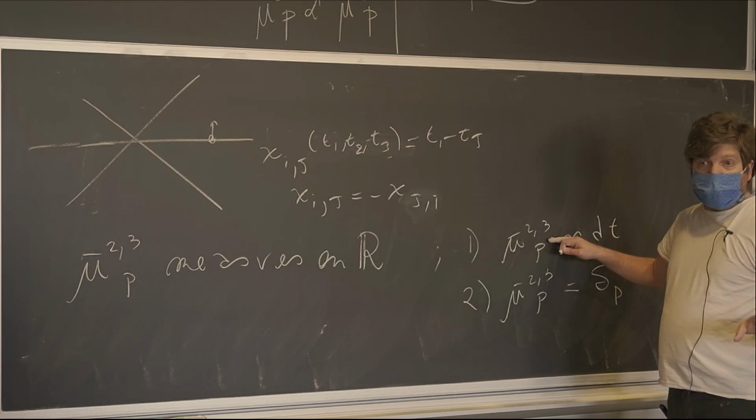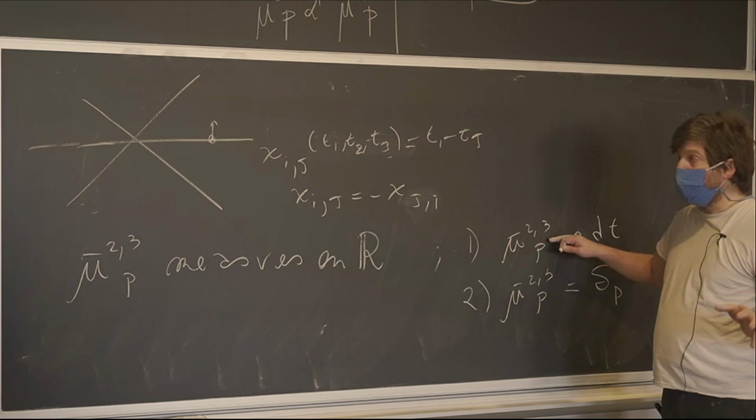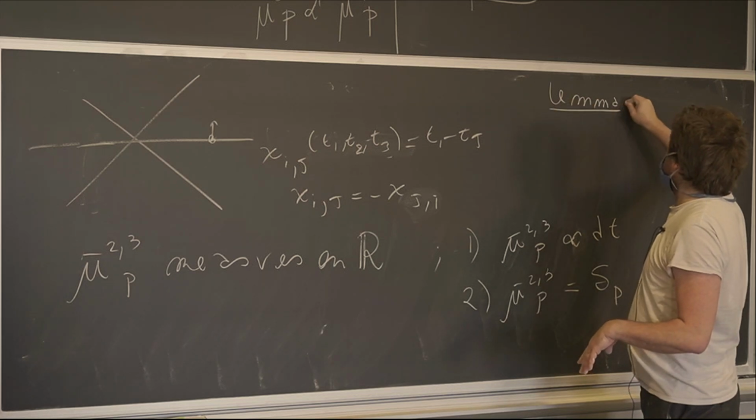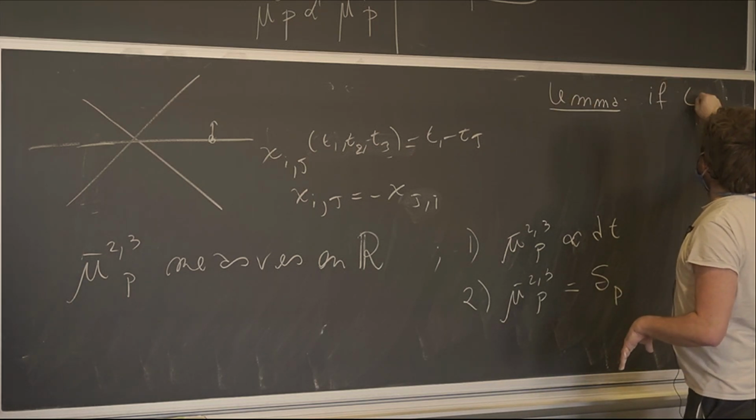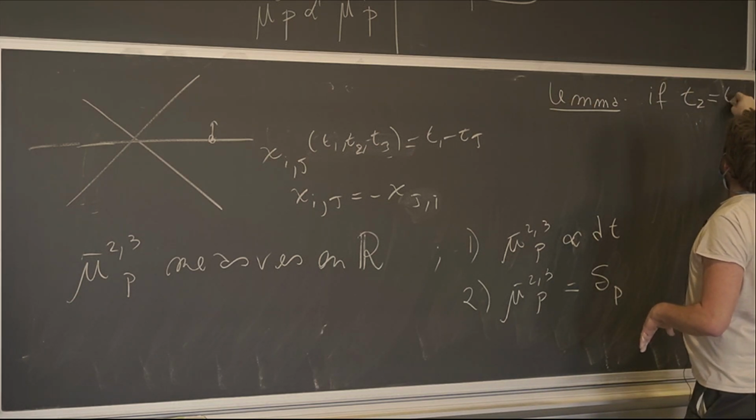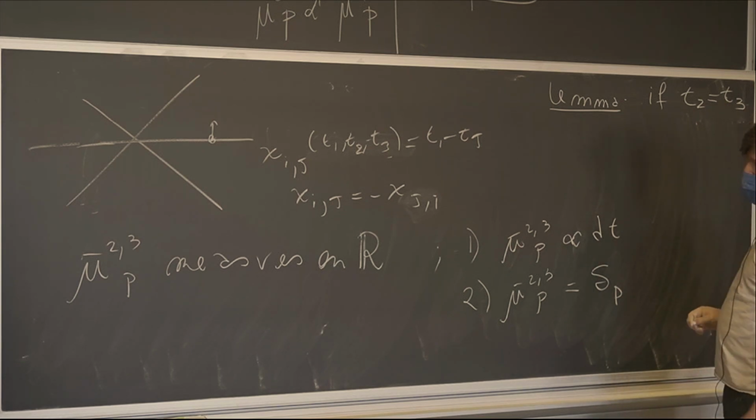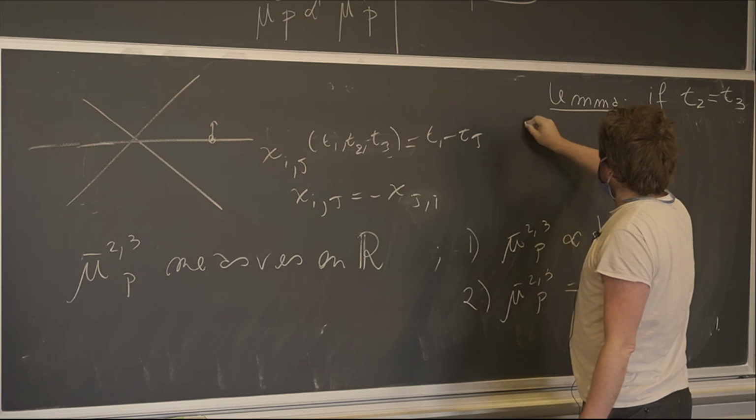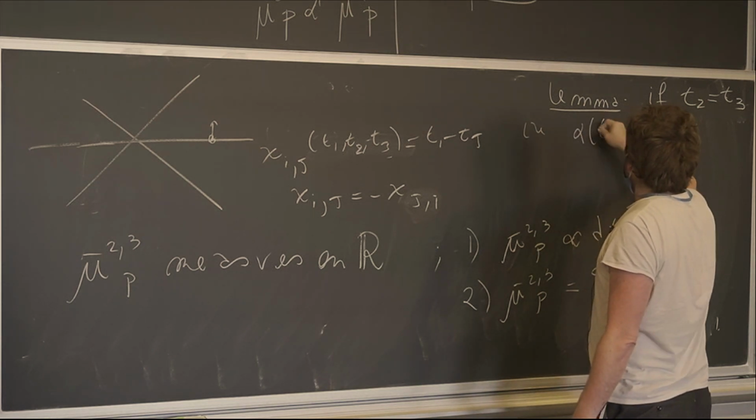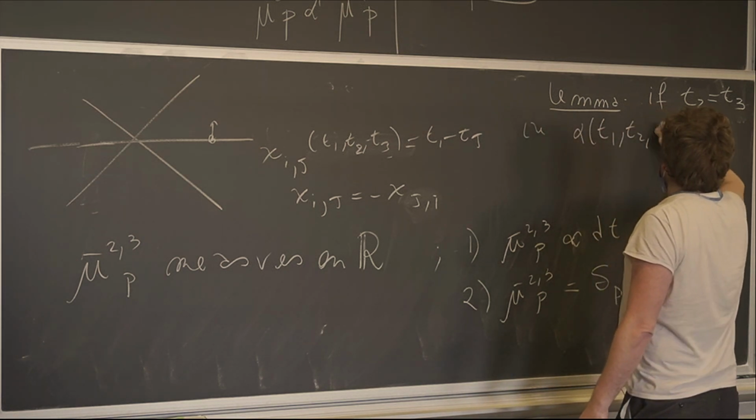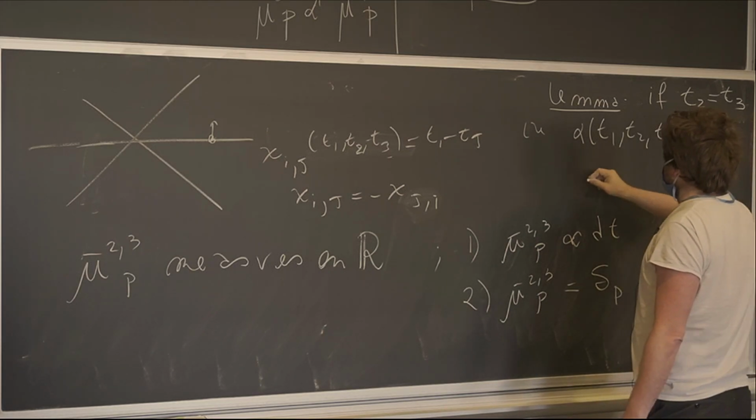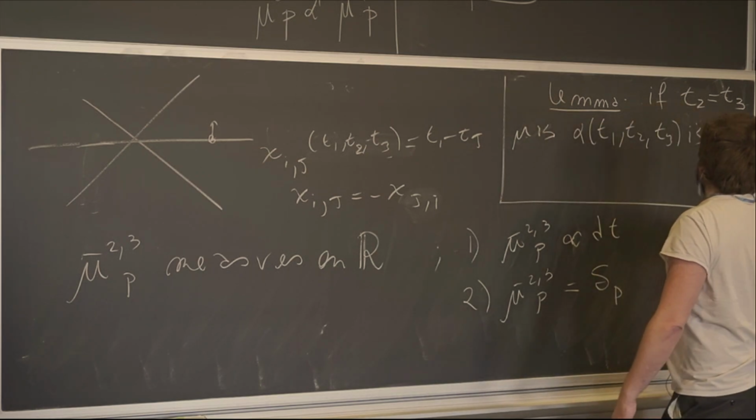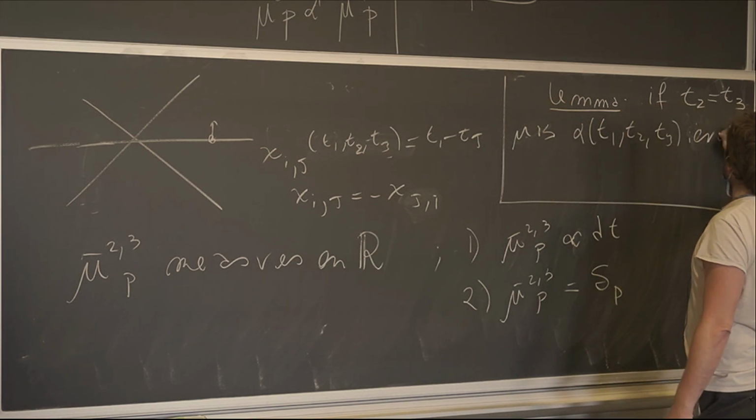For this, I need ergodicity, because I need a bipartition tree. So this goes in this lemma that says if T2 equals T3, so in this T2 minus T3 situation, or T3 minus T2 situation, then alpha of T1 is ergodic. So mu is ergodic.